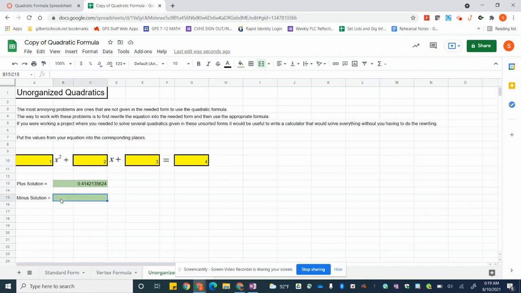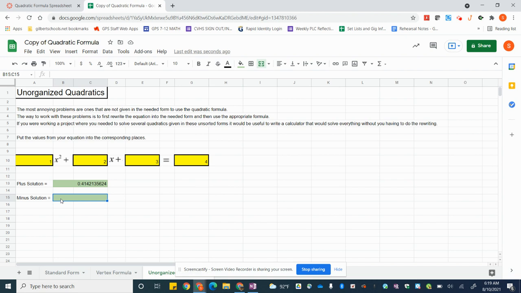Now, take a moment, finish out and do the minus solution. So again, it's going to be the exact same setup, but instead of the plus the square root, you'll do the minus square root. And once you have this set up, you're going to be in good shape that you would be able to submit this assignment.